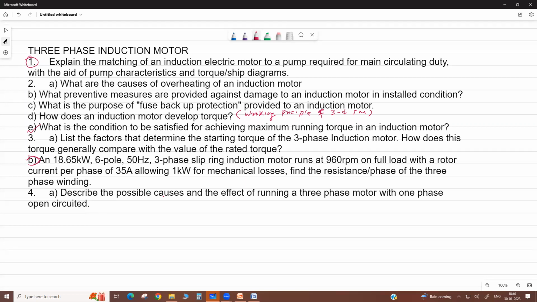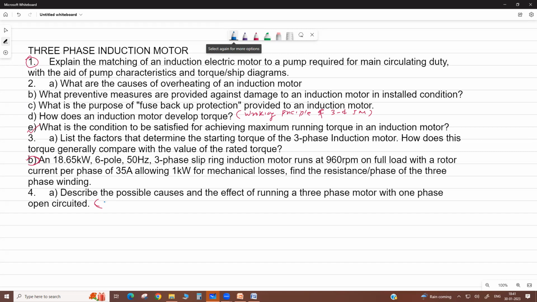Then: describe the possible causes and the effect of running a three-phase motor with one phase open circuited. If one phase is open circuited, that condition is called an abnormal condition. This abnormal condition is known as single phasing. If one phase is absent, the motor is running continuously on two phases.